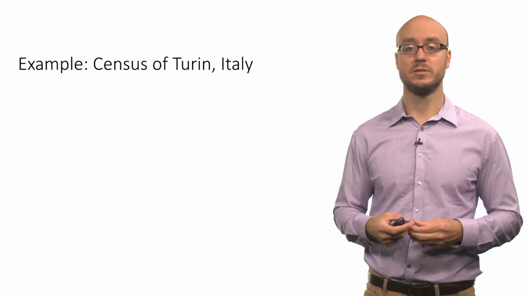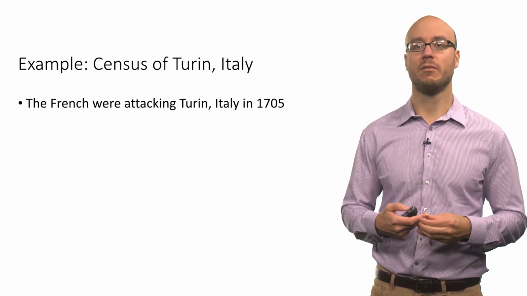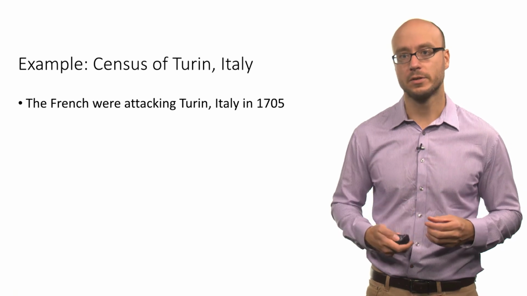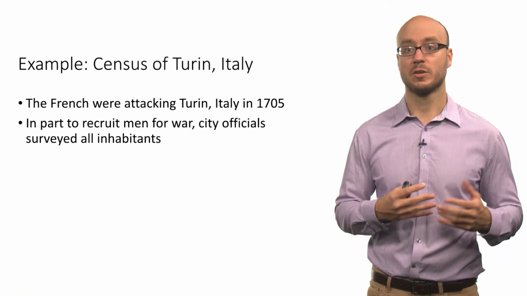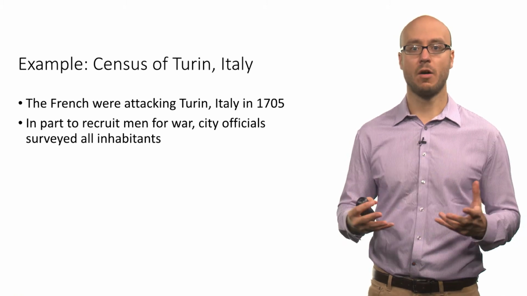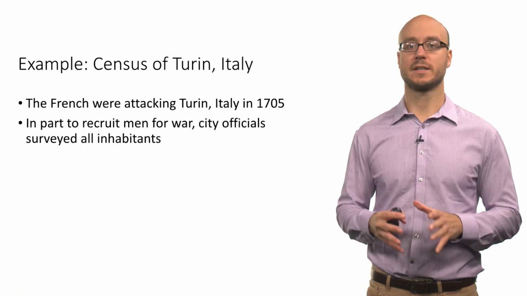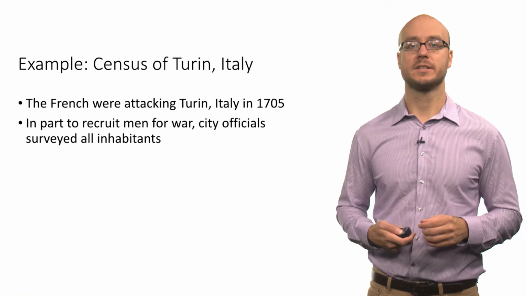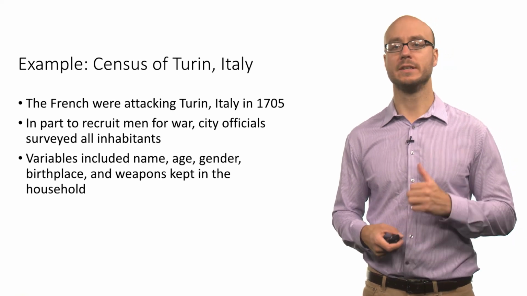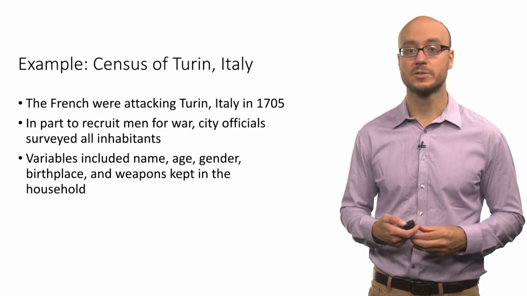So the idea of collecting data on an entire population is known as a census, and it's existed for a very long time. Here's an example that we will use in this course. It's a census of Turin, Italy in 1705. The French were attacking Turin, and in part to recruit people for war, in particular men, city officials surveyed all inhabitants of Turin, Italy. So when you conduct a census, you collect data on all cases, or all people in this case. The variables included name, age, gender, birthplace, and the weapons they kept in the household.